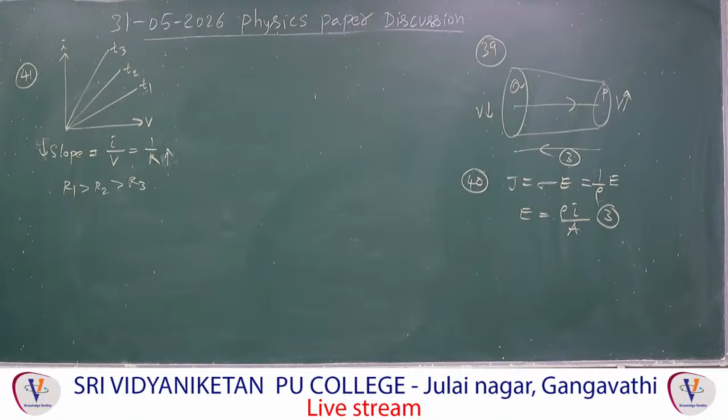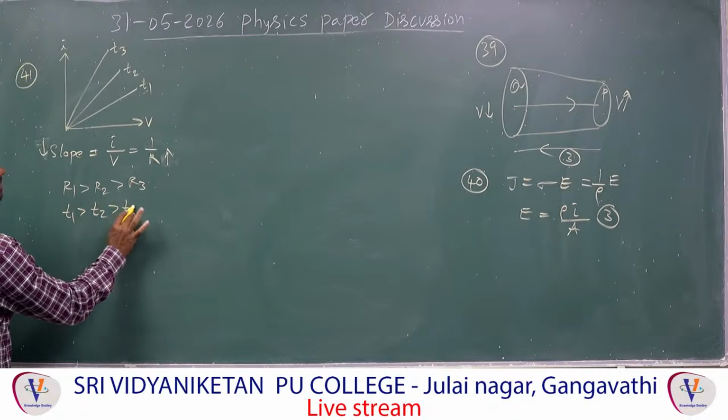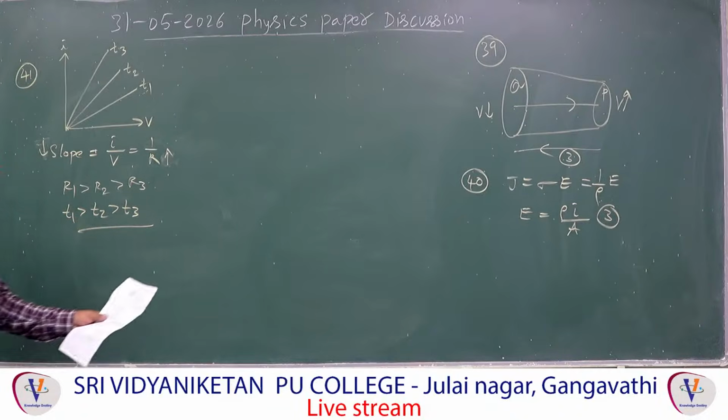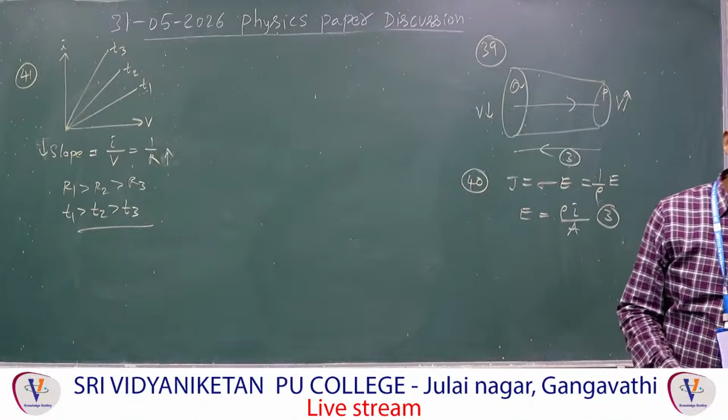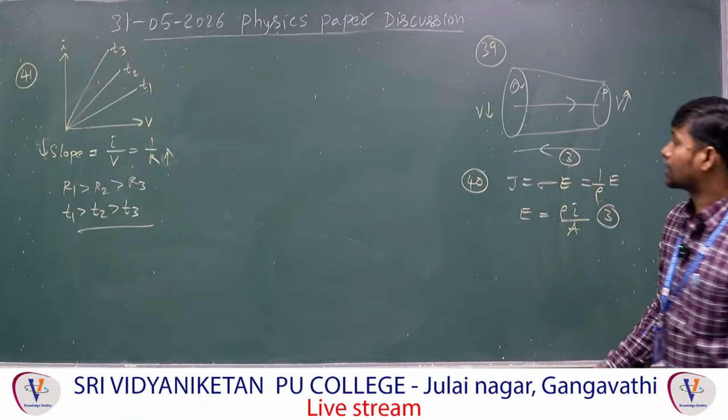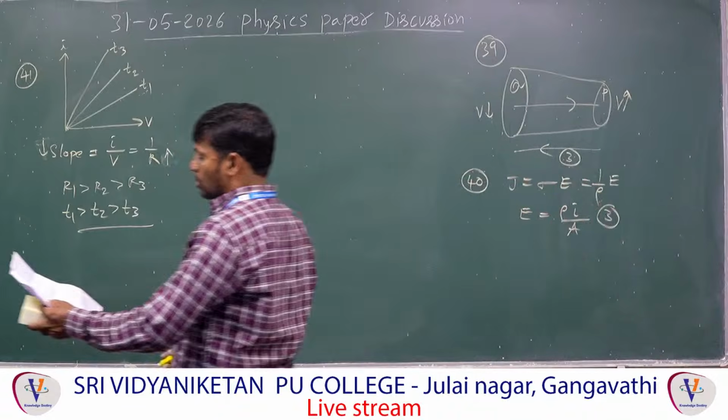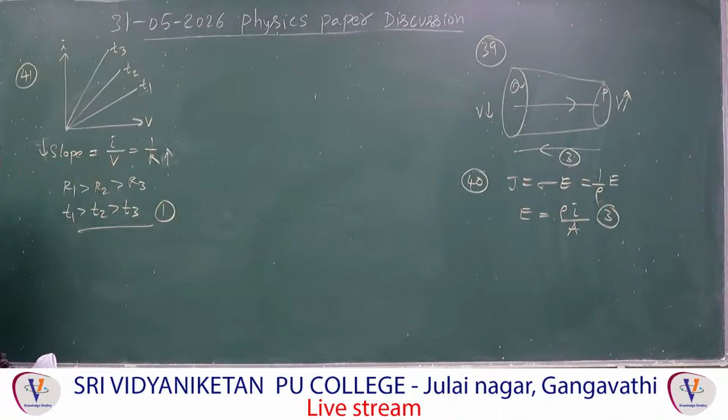But we already know that resistance is directly proportional to temperature. So T1 is greater than T2, which is greater than T3. That's why the first one has the highest temperature. So that is the first option.